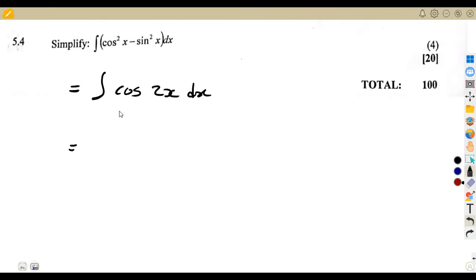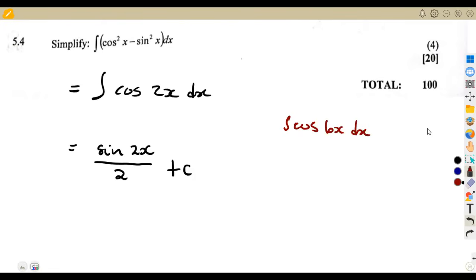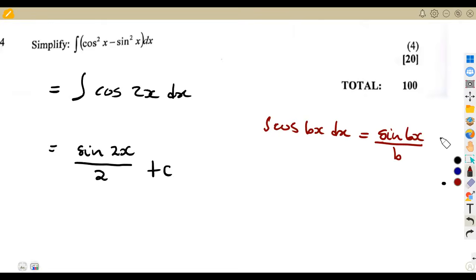Remember the integral, of course, cos changes to a sine. So it is going to be sine 2x, and we divide by this number that is affecting your angle. Remember, on derivatives, you multiply this side by the number, and integration is the reverse. So you divide. All right. So we are simply saying the integral of cos bx with respect to x is equivalent to sine of bx over b, plus the constant of integration. That's what I'm simply saying.